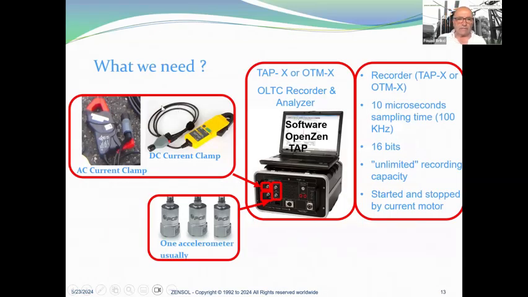So what we need is an AC current clamp or a DC current clamp, and the accelerometers, and one is usually enough. And of course, you need the TAP 4 or TAP 4 Plus. This is our instrument, which is software driven. And here you have all the technical specifications of what I told you in the previous slides.